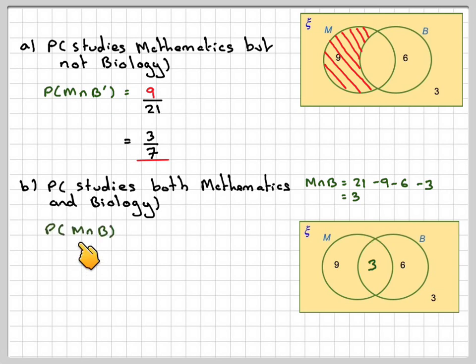So the probability of M intersecting B, this is the set notation for it, is going to be that bit there. So it's going to be 3 out of the 21. That cancels down to 1 seventh. 3 goes into 3 once and into 21 7 times.